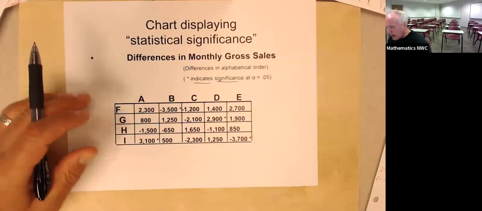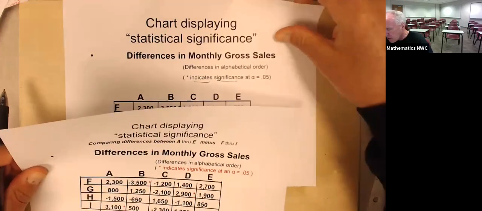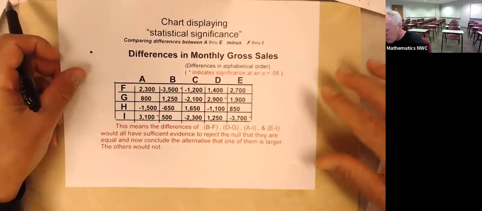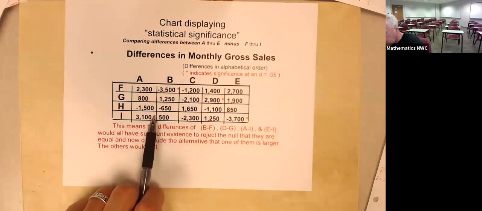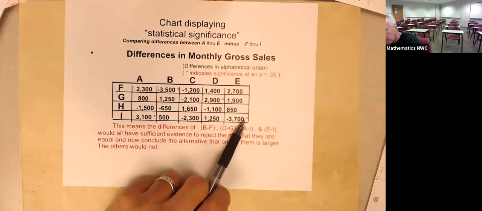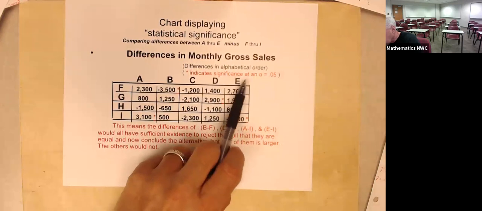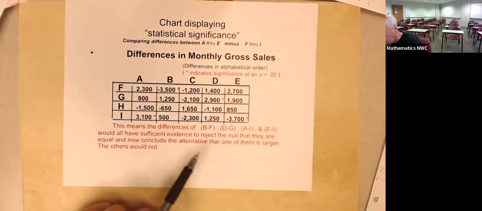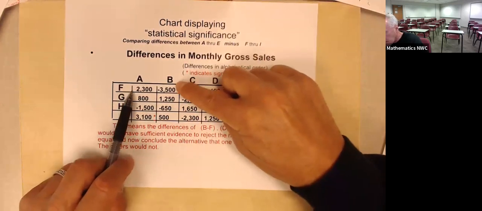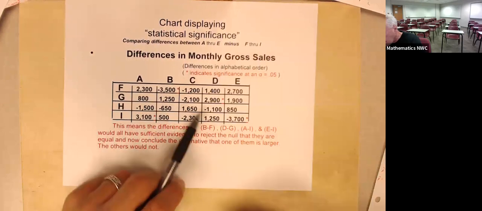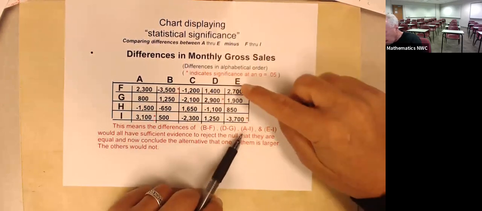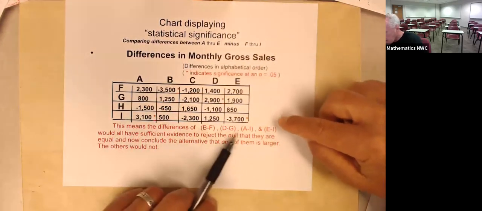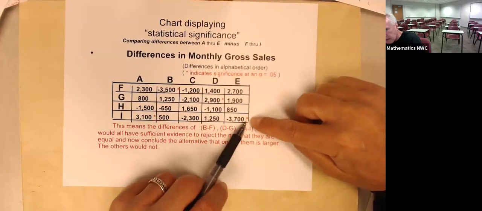A summary of that. Here's the same chart. I just put this in red. The asterisk, which is right here, here, here, and here, indicates significance at alpha 0.05. This means the differences of B minus F, right here is B minus F, had the asterisk. D minus G, here's D and G, had the asterisk. A and I had the asterisk. And E and I had the asterisk.